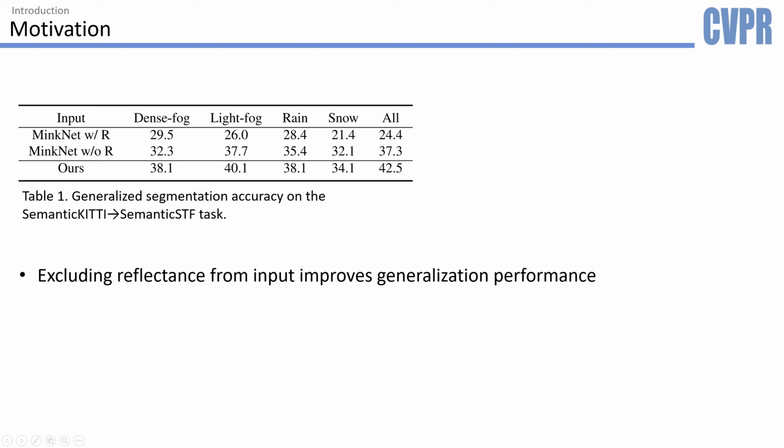To verify this, we did an experiment. We simply removed reflectance information from input to train the model. Surprisingly, the mIoU on the target domain SemanticSTF dataset improved significantly, from 24.4 to 37.3. This suggests that the reflectance intensity does damage the robustness of the model. So, we can improve the model's performance in the target domain by removing the reflectance intensity.